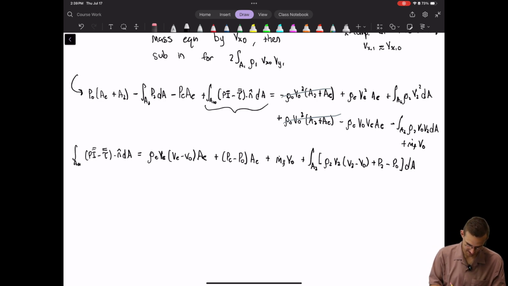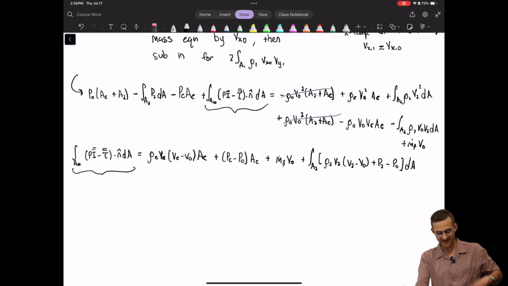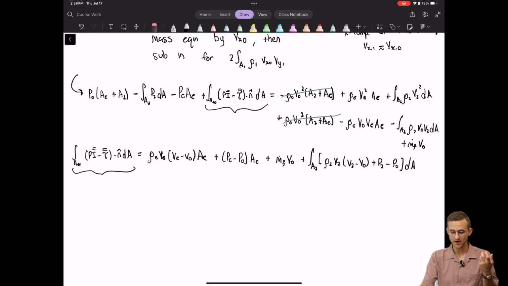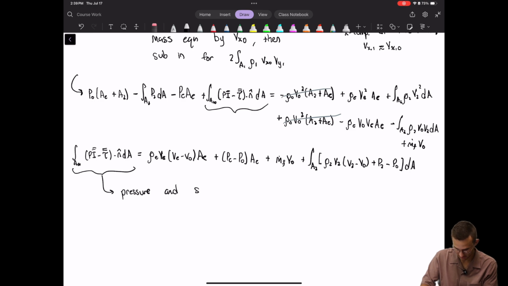Okay, so this is where, like I said, we've now taken this really ugly integral that we have no idea how to evaluate, and we've expressed it in terms of things that are way more straightforward. And we're actually going to note something here. This thing is literally the pressure and stress acting over the surface of all the engines. So remember, this is pressure and stress acting over the entire engine surface.